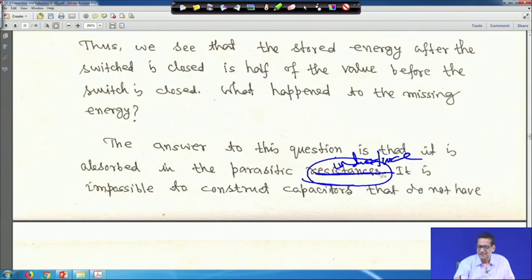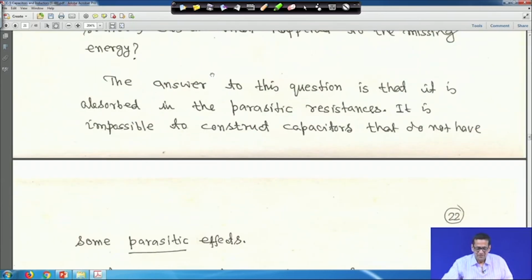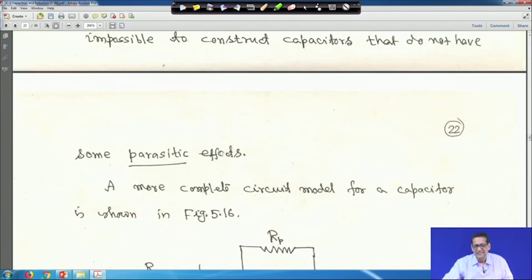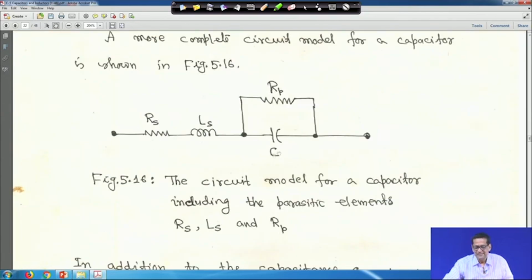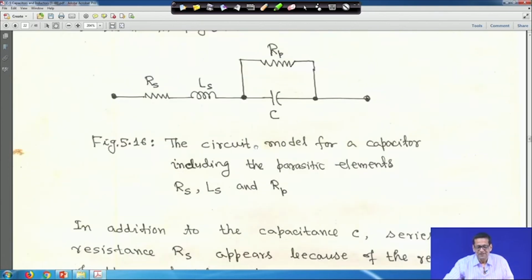It is impossible to construct a capacitor that does not have parasitic resistance or inductance. How? Some parasitic effect is there. For example, a more complete circuit model of a capacitor is shown like this. This is my C, but with Rs, Ls and Rp there, right, because conducting foils have some resistance.